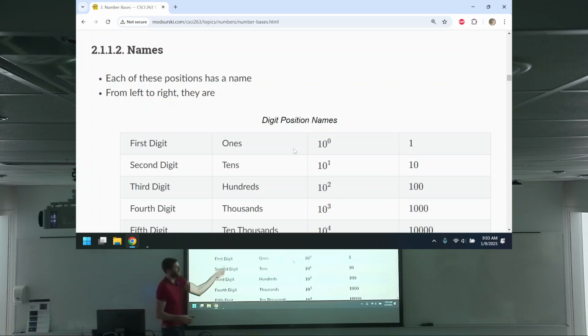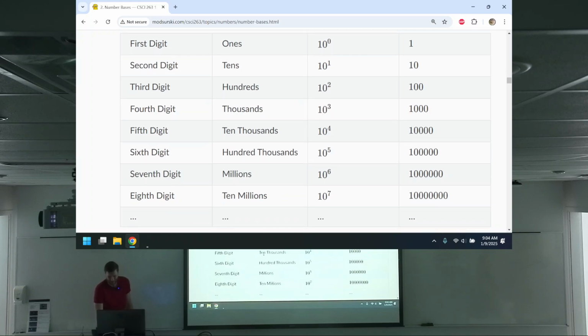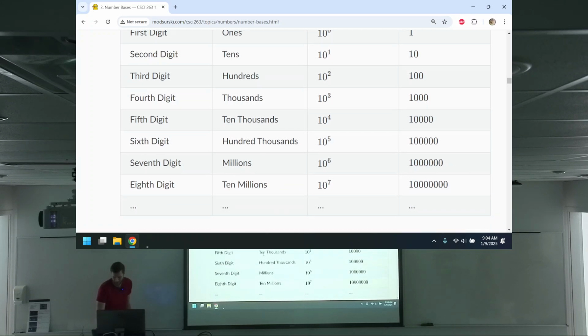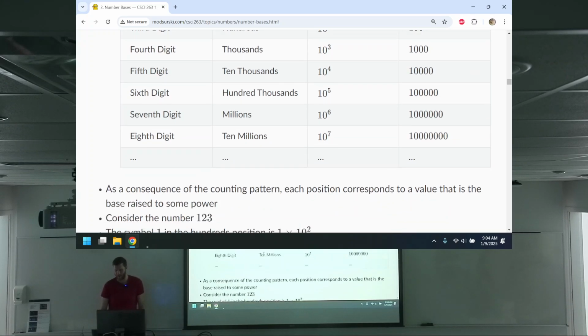The first digit is the ones digit, times 10 to the 0. The second digit is the tens digit, times 10 to the 1. If you have a 1 in that position, you get a 10. And this is painfully obvious to you, right? Tens, hundreds, thousands, 10,000s, 100,000s, millions, 10 millions, and so on. We know this. As a consequence of the counting pattern, each position corresponds to a value that is the base raised to some power.